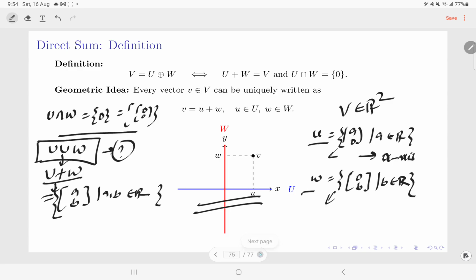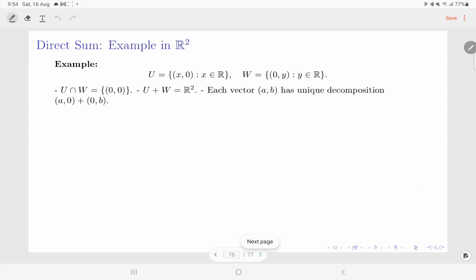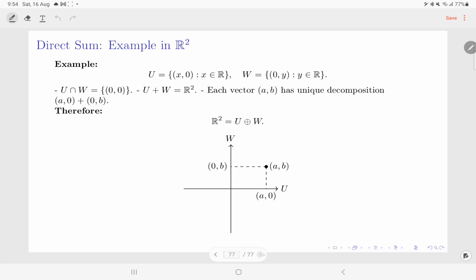How can you represent this? Let's see an example. The same thing I have represented like this. This will be your complete R2 space, which is a direct sum, with subspaces U and W. U is the x-axis and W is the y-axis.